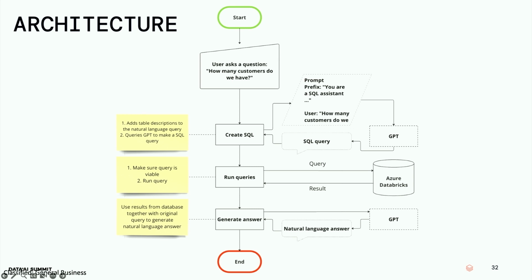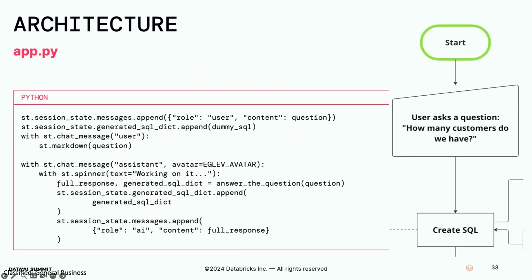OK, so how did we actually implement this? If we look at the first step in our architecture, the user asks a question, how many customers do we have? And we want to create an SQL from that. There we are in the domain of the Streamlit front end that I showed you earlier. One of the methods that we jump into once the user has asked the question is one that we called answer the question. So we just pick up the question from the front end and take it with us into the next step.